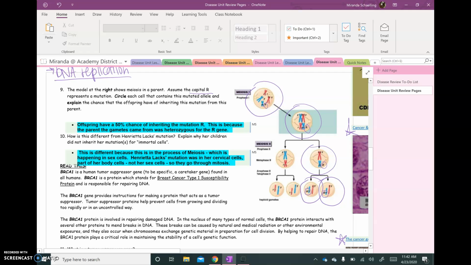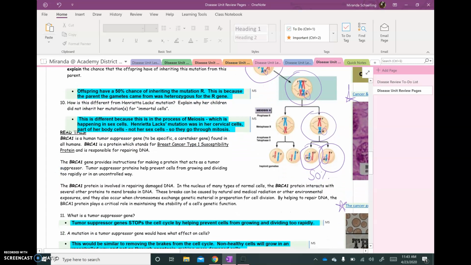Okay, and so 50% of the offspring have a chance of getting the R mutation, because it looks like the parent is heterozygous for both. So it looks like it's big Y, big R, little r.